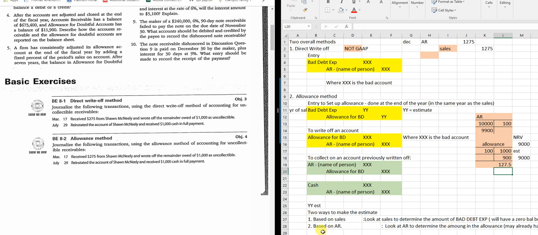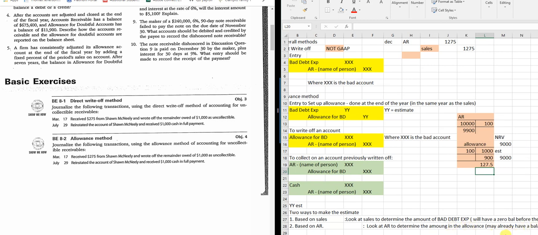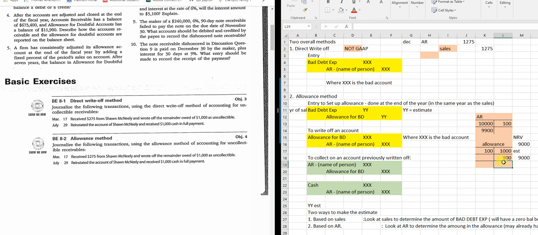Okay? The second method is I look at accounts receivable. When I look at accounts receivable, I determine the amount to go in the allowance. However, the allowance may already have a balance in it. So for instance, I might look at accounts receivable and determine that I want $1,100 in the allowance. My allowance already has $900 in it, so I need to add $200 to my allowance to get it from $900 to $1,100. So it's this number that differs, and we're going to do a few of those here. Remember, when I base it on sales, I just make my entry be the number, and when I base it on accounts receivable, I have to determine what I want the allowance to be and force it to that.